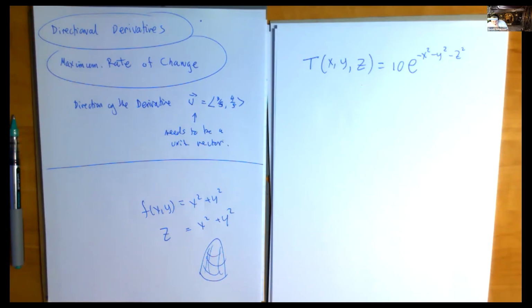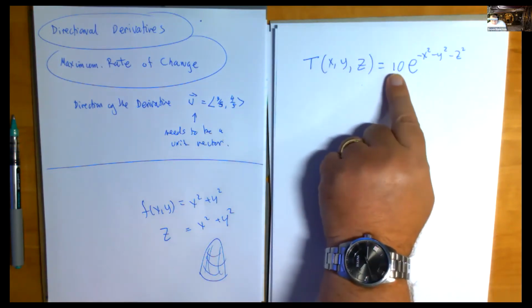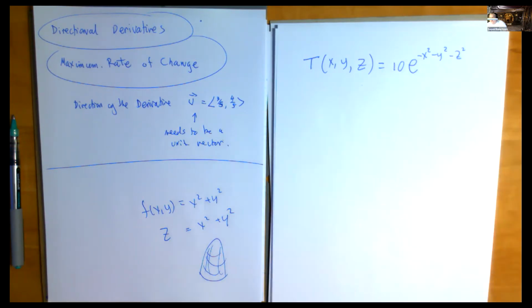So can you imagine if you wanted to know what the temperature is, probably in degrees Kelvin, at the point 1, 2, 3, it would be whatever the value of 10 e to the negative x squared minus y squared minus z squared is. So far, so good.